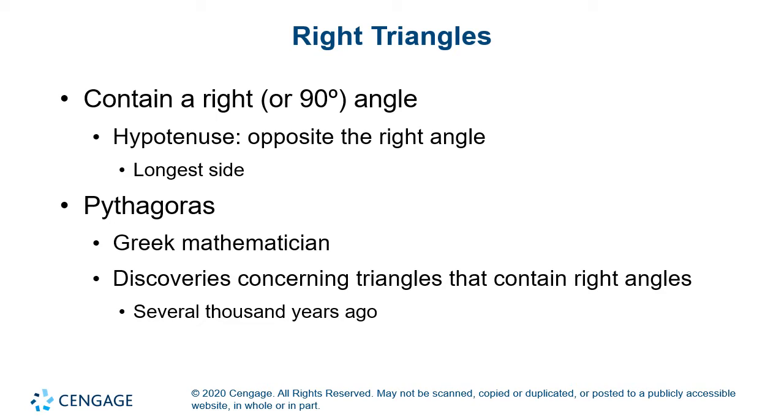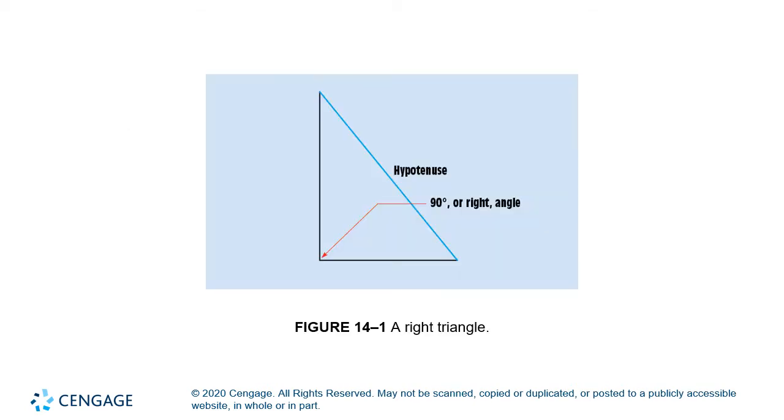Another important individual that you should know about with right triangles is Pythagoras. He's a Greek mathematician that studied right triangles, and he discovered many of the relationships that we use today. This was done several thousands of years ago, so this math has been around for a very long time. So here's our example of a right triangle. If we take a look, there's the right angle down here in the corner, with a horizontal and vertical line. The opposite side is known as the hypotenuse.